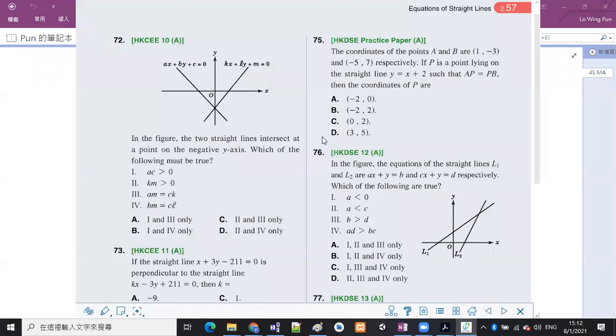In the figure, two straight lines intersect at a point on the negative y-axis.